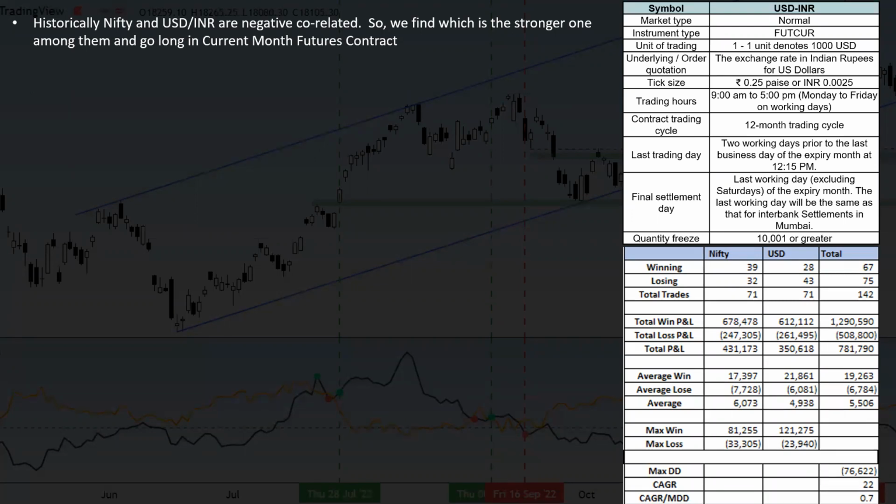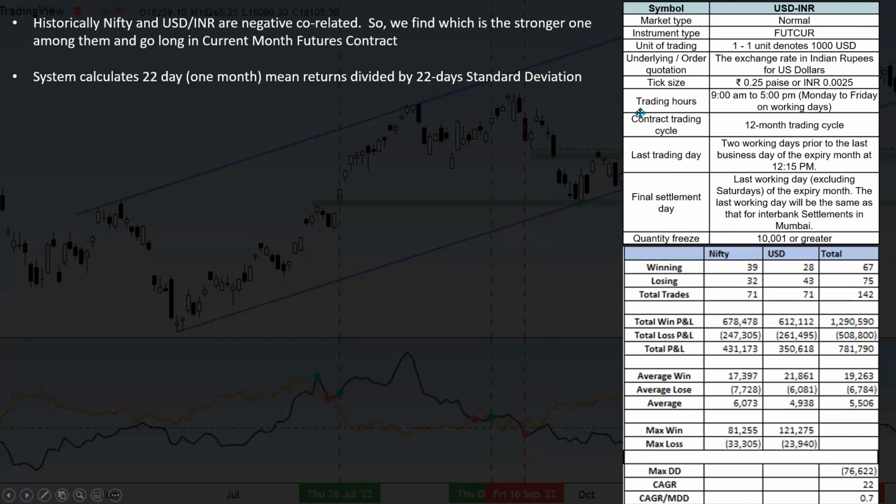You can check yourself. So for those who are not aware what is currency market, यहाँ पे I have given ये सारा detail currency market का, expiry कब होता है, instrument type and etc. सारा कुछ information, settlement कैसे होता है, contract trading cycles, everything is there. System calculates the 12 days, 22 days, which is 1 month return, and divide it with the 22 days का standard deviation. This is because Nifty cannot be compared with USD INR.